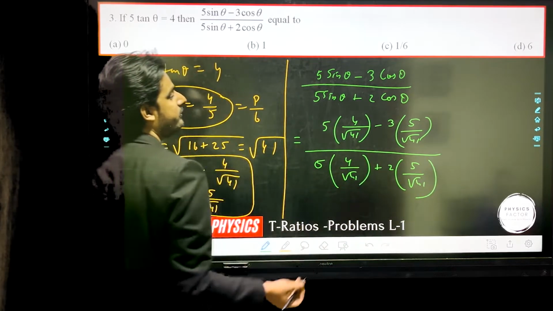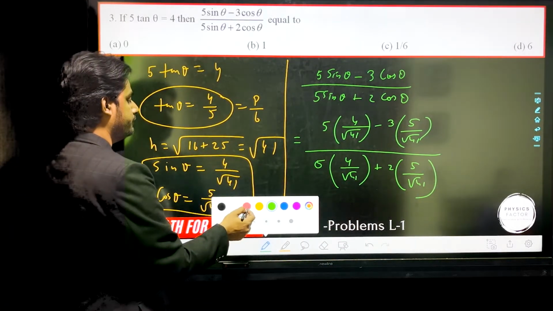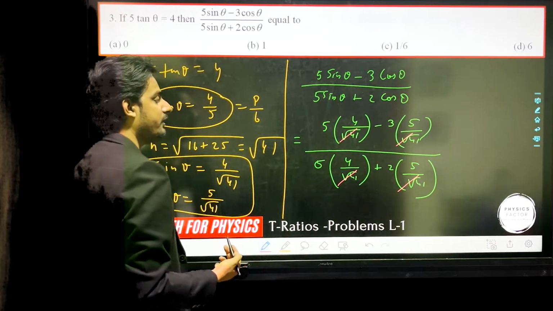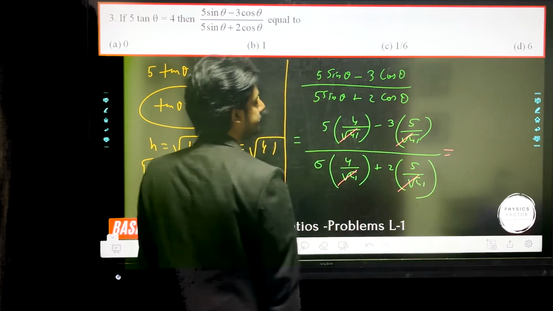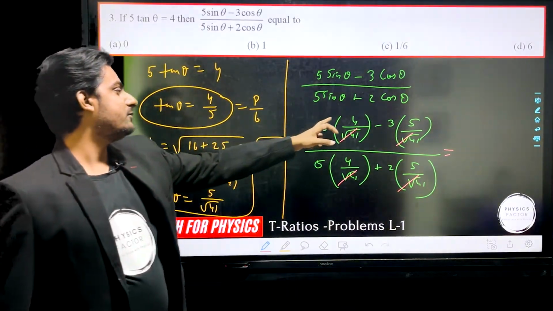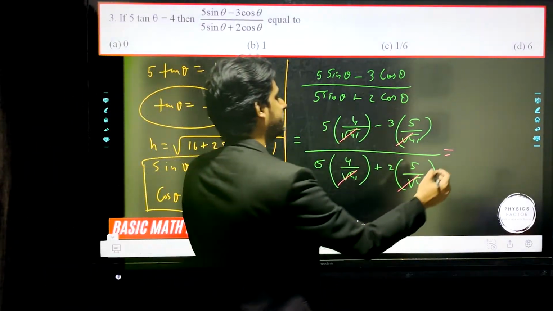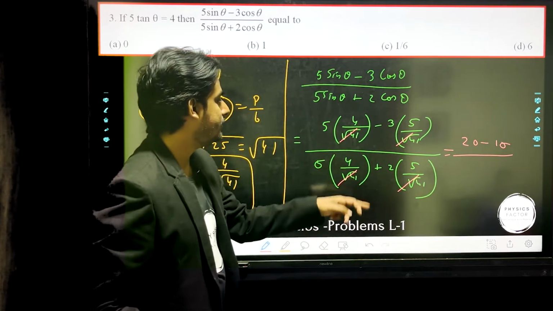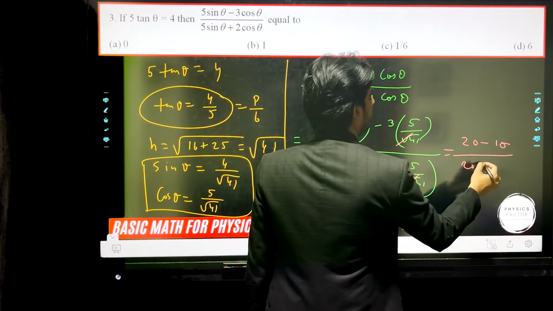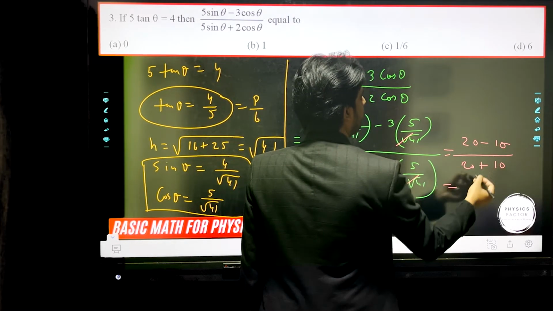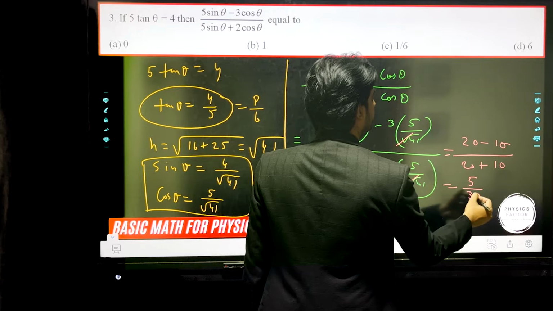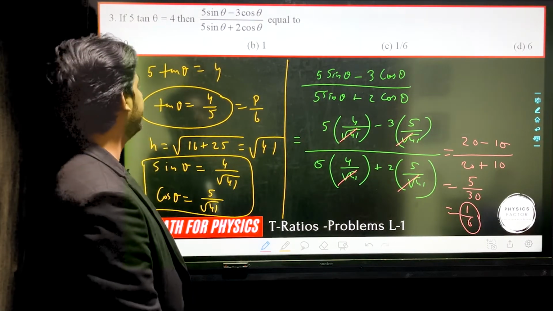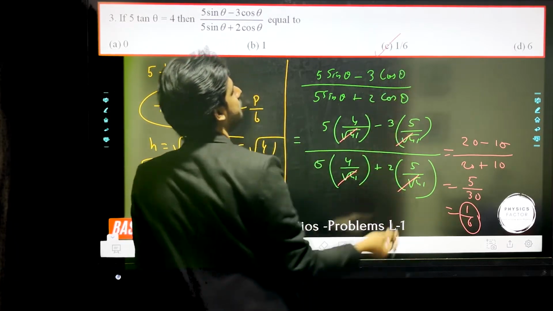As you can see, root 41 is everywhere, so we can cancel root 41 everywhere. Okay, and let's try to simplify this. So numerator is 5 times 4 is 20, so 20 minus 15 upon 20 plus 10. 20 minus 15 is 5 upon 30, so 1 over 6. So we're getting the answer 1 over 6 and we have option C. Option C is correct.